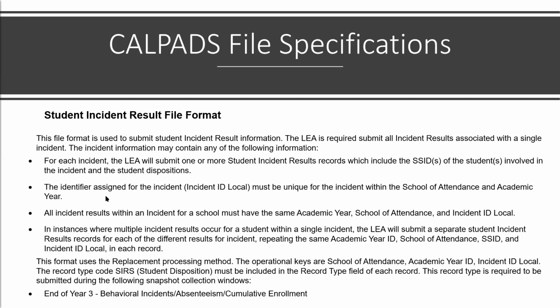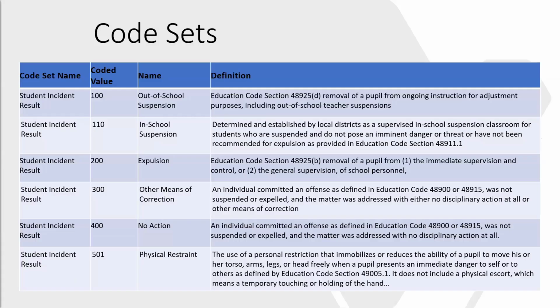So that's a good reference document. Another would be the code set. Perhaps you didn't submit a result because you didn't know it was information CALPADS was looking for. So not all the different results codes are featured here, right? There's more than just what you see in front of you, but this is what fits on the slide.